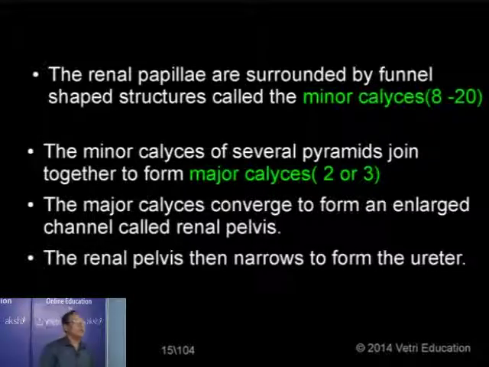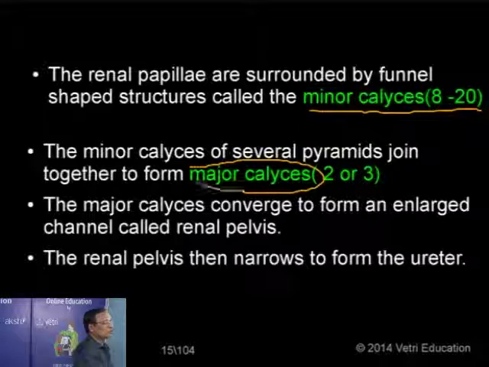And I mentioned already, the renal pyramids are projecting. The tip of the renal pyramids are called the renal papillae. And the renal papillae are surrounded by many funnel-shaped structures. They are called the minor calyces. The number ranges from 8 to 20. And many minor calyces are joined together to form still larger calyces. They are called the major calyces. The number is only 2 to 3, not many. We have just 2 or 3 major calyces and a number of minor calyces.